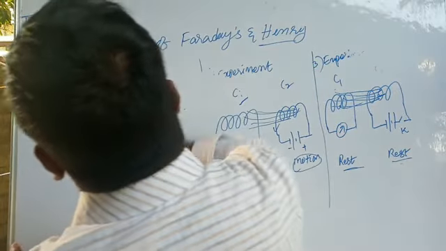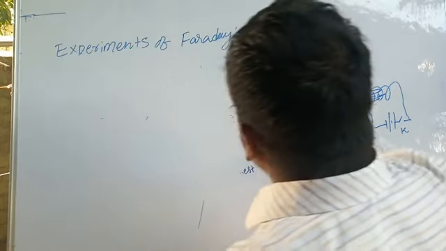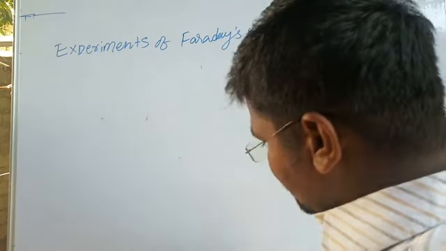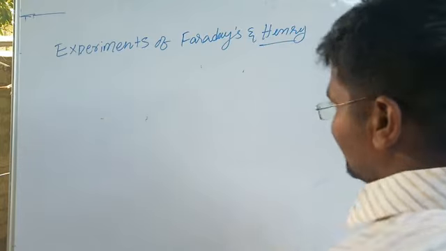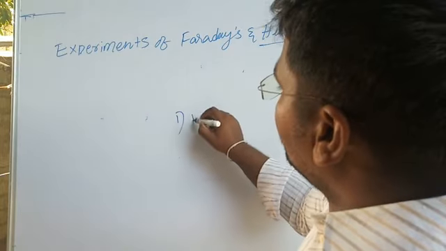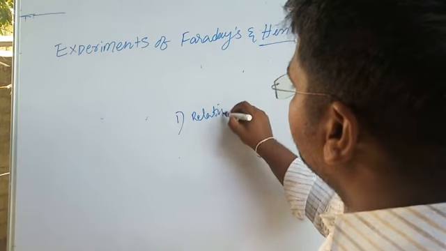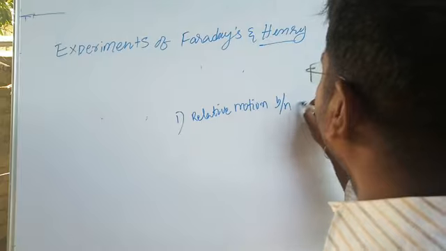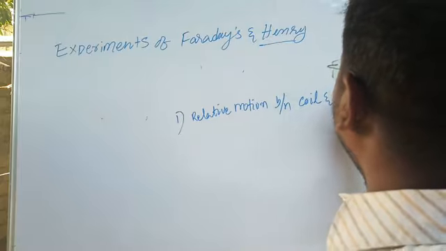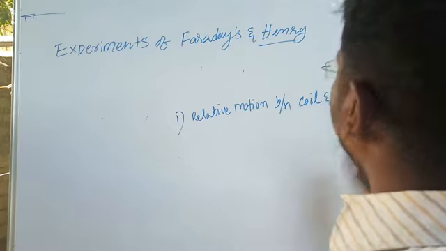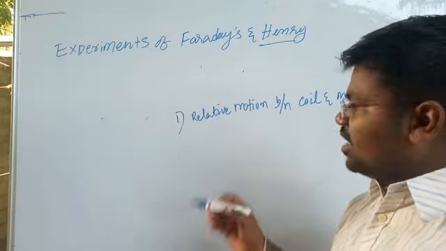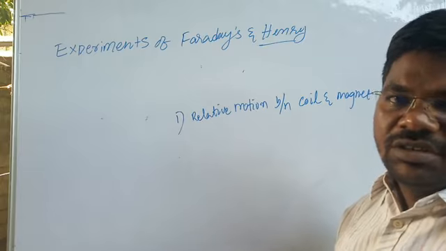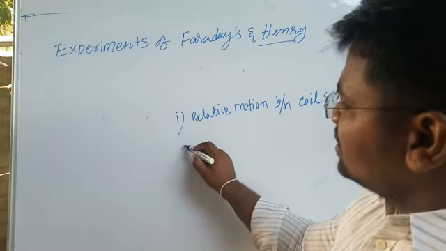How many ways can we produce induced current? First one, relative motion between coil and magnet. Any one of them is in continuous motion, no rest.